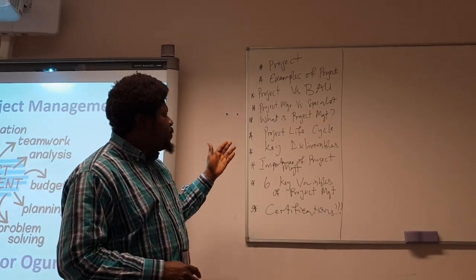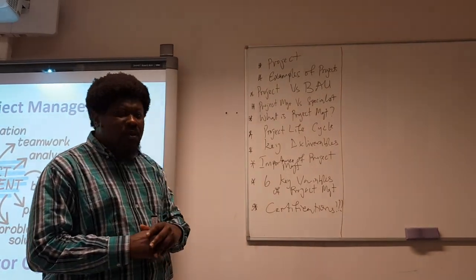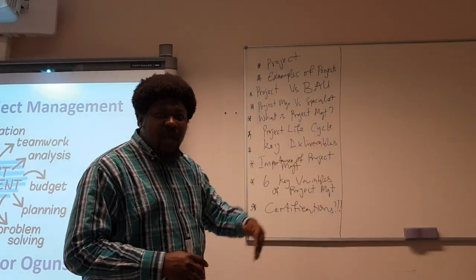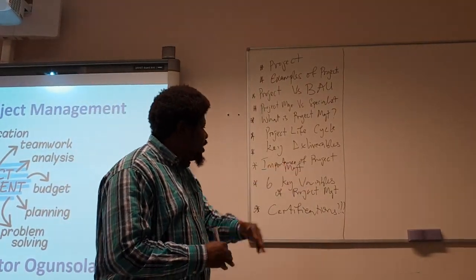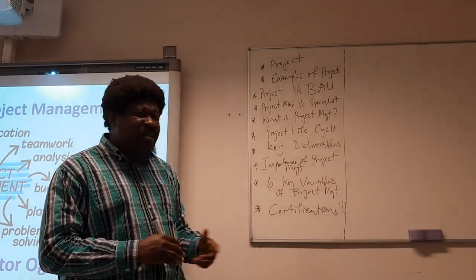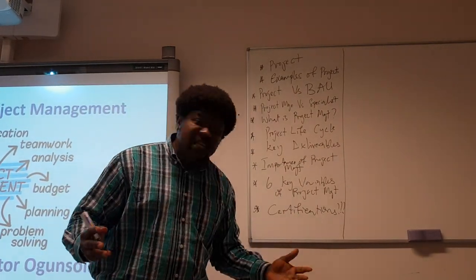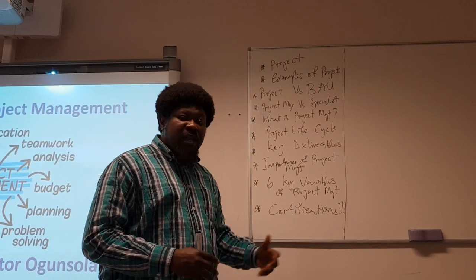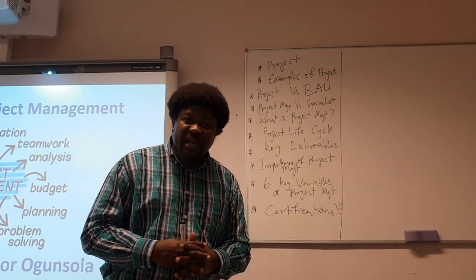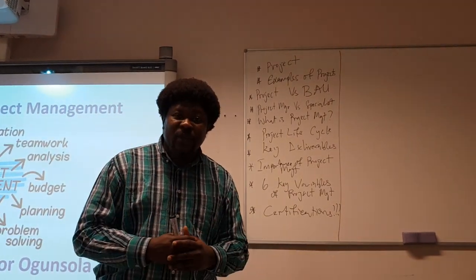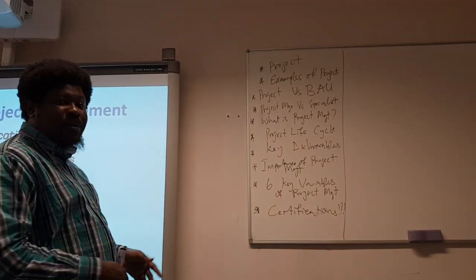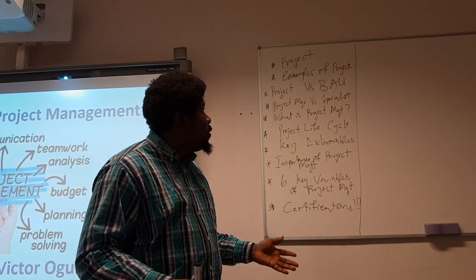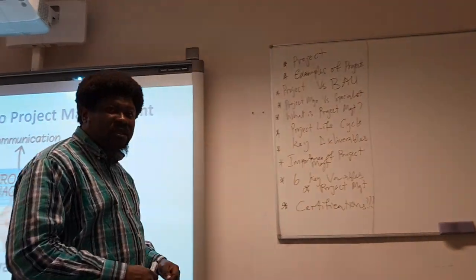We're going to be looking at the project life cycle. We're going to be looking at the key deliverables within each phase of a project. We are going to be looking at the importance of project management. We are going to be talking about the six key variables of project management. And then I will be telling you about certifications if you intend to be a certified project manager. So come back with me to the smart board, but I'll be doing most of the writing, as you know already, on the whiteboard. Thank you very much.